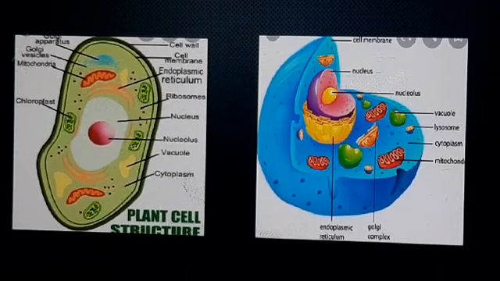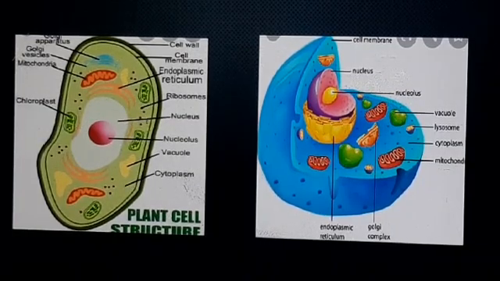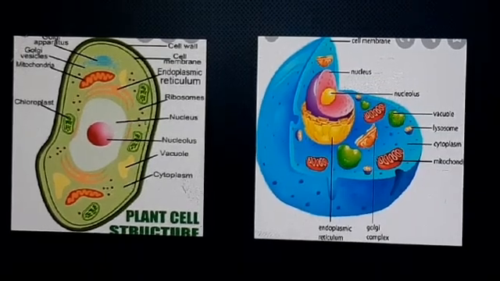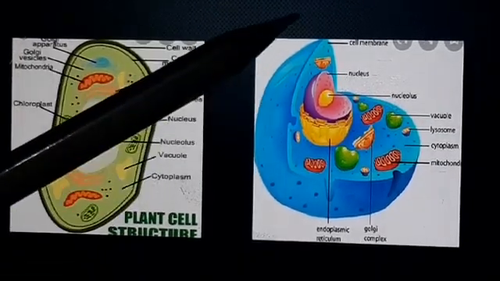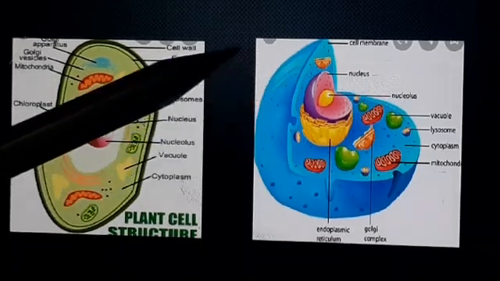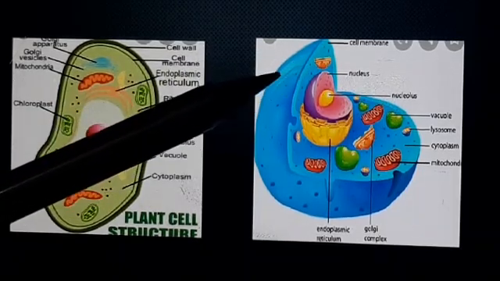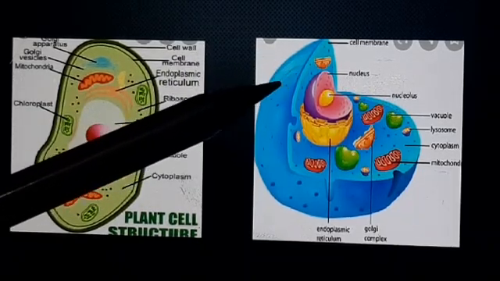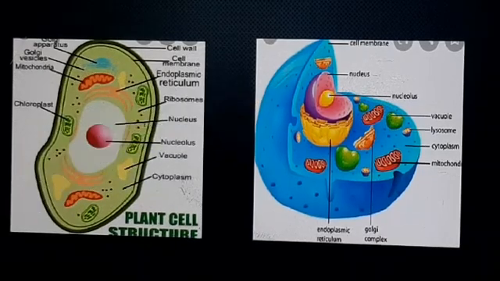And the next picture is of animal cell. So in animal cell, look at the top of the figure. There is only one single layer which is known as cell membrane. So there is no cell wall present in the animal cell. Observe here in the animal cell, this one is your cell membrane, okay.